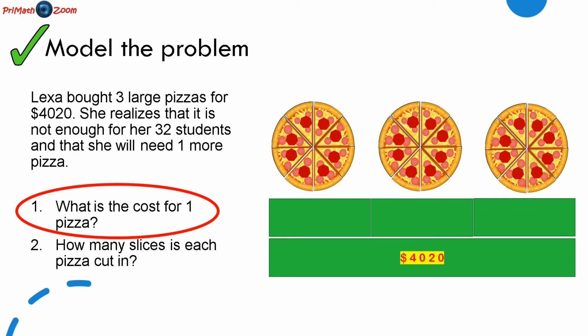So if we need to share $4,020 or divide $4,020 among these 3 pizzas here, we need to find a third of the $4,020 to see how much one pizza will cost, the other pizza will cost, and the other pizza will cost. Based on how the bars are here, it shows that a third of $4,020 for this one pizza plus the other pizza and the third pizza will give us $4,020.